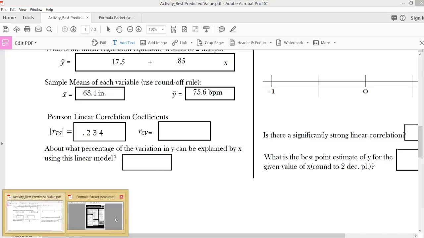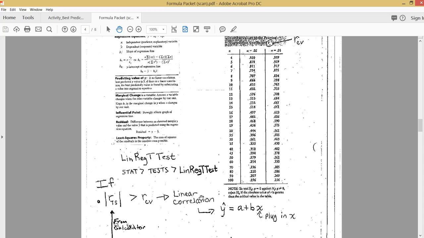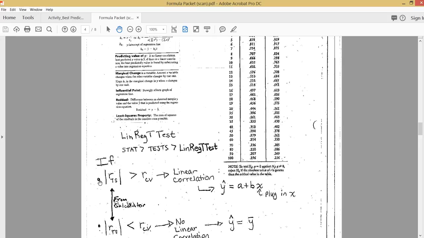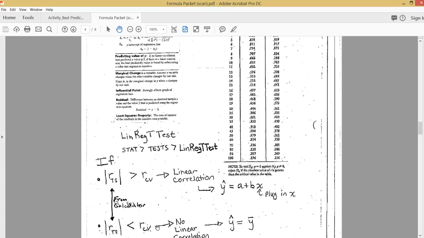So going over to our formula packet, the fourth page is the linear correlation. You can see that it says if the absolute value of the test statistic is greater than the critical value, and then it says RTS is from the calculator, which is another way of saying, you calculate the test statistic, maybe you use a calculator or some form of a calculator like Excel or StatCrunch or whatever. So another way of saying that is that it comes from your data, just by applying a certain formula. And then the critical value actually comes from the table.